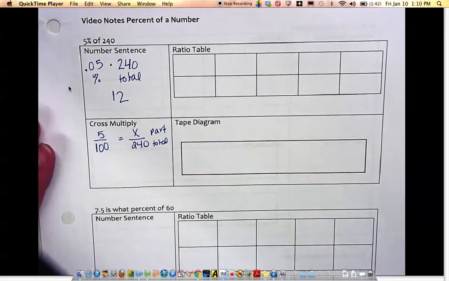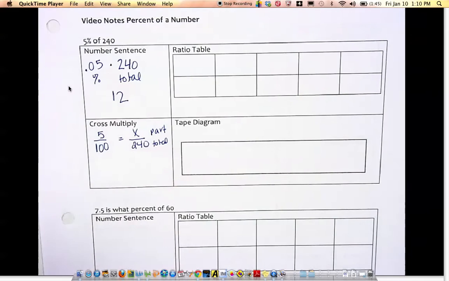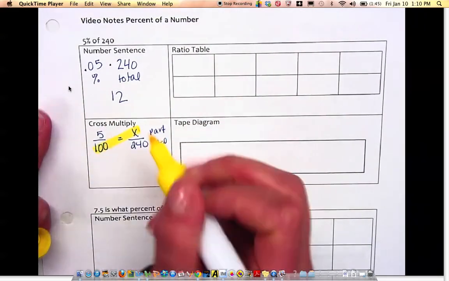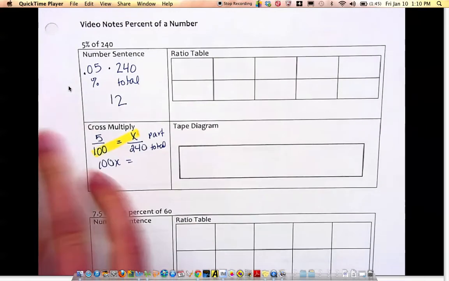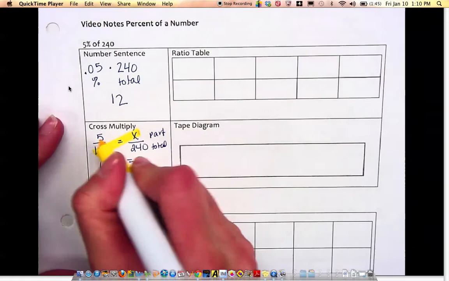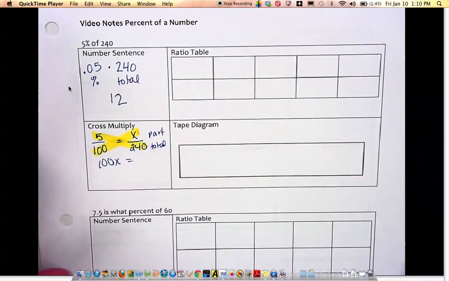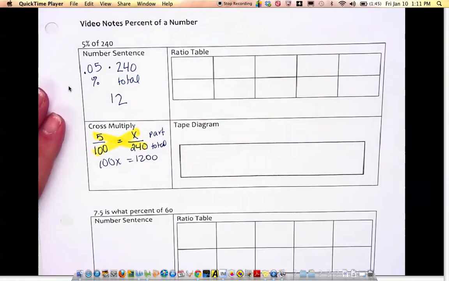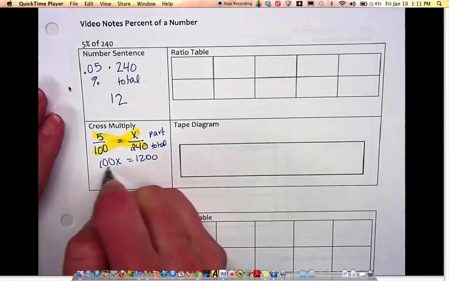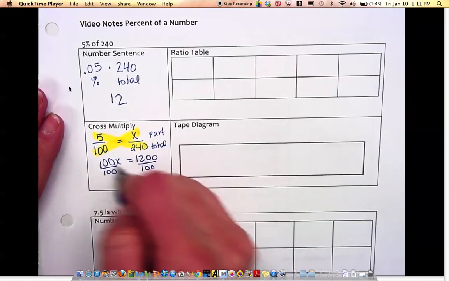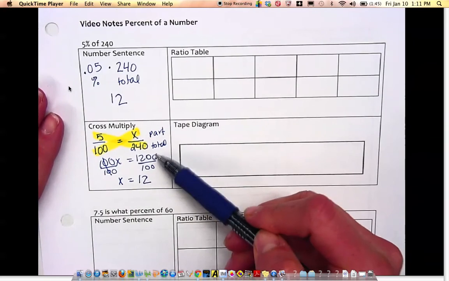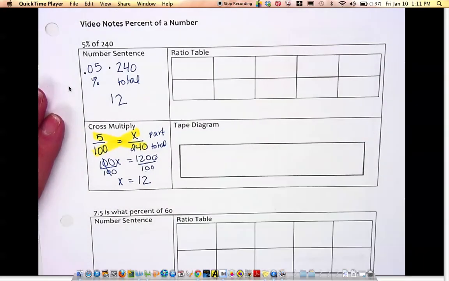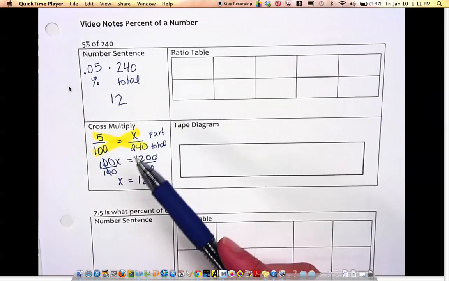So now I'm going to use my highlighter to cross multiply. I'm going to say 100 times x, and that's going to give me 100x. And 5 and 240 is going to give me 1,200. Now I have a one-step equation that I need to solve. I'm going to divide both sides by 100, and I get that x equals 12. And I can look at that real quick and see that my zeros cancel, and I'm left with 12. Okay? So that's really just looking at computation.